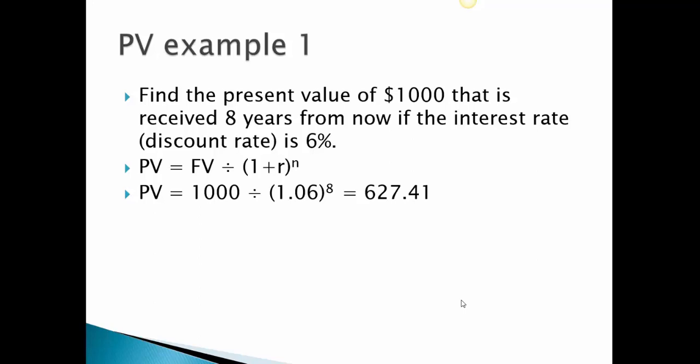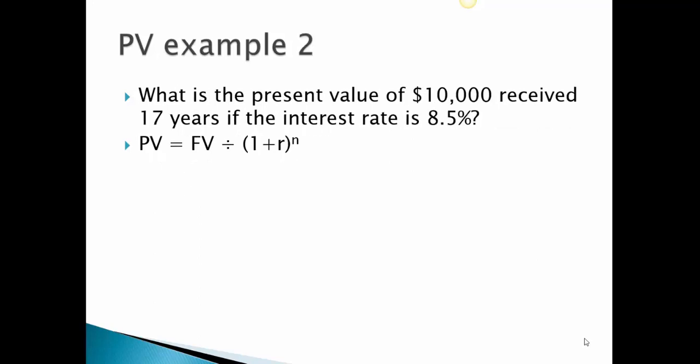$627.41. So again, with a calculator, you would take 1.06, raise it to the 8th power. You would get 1.5938, etc., etc. And then you would take that number and divide 1,000 by it. And you would get the correct answer, $627.41. So that'd be with a calculator. In Excel, and we'll look at some Excel examples here in just a minute, let's take a look first at another example here.